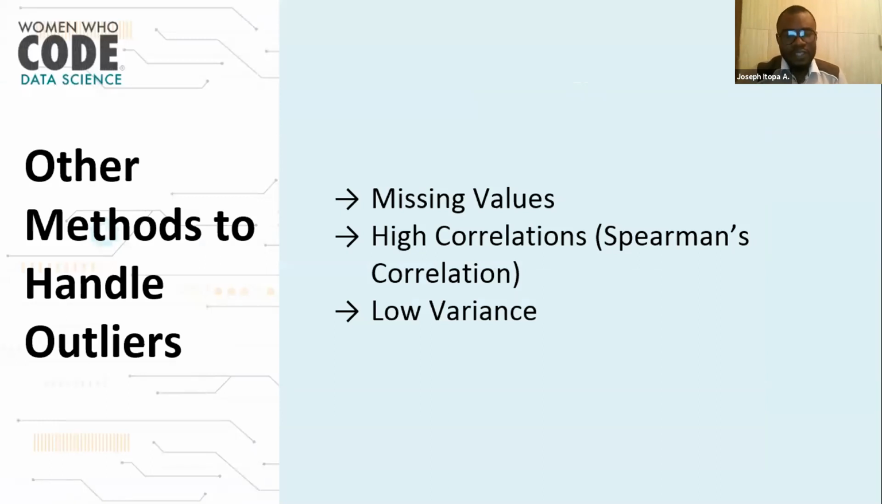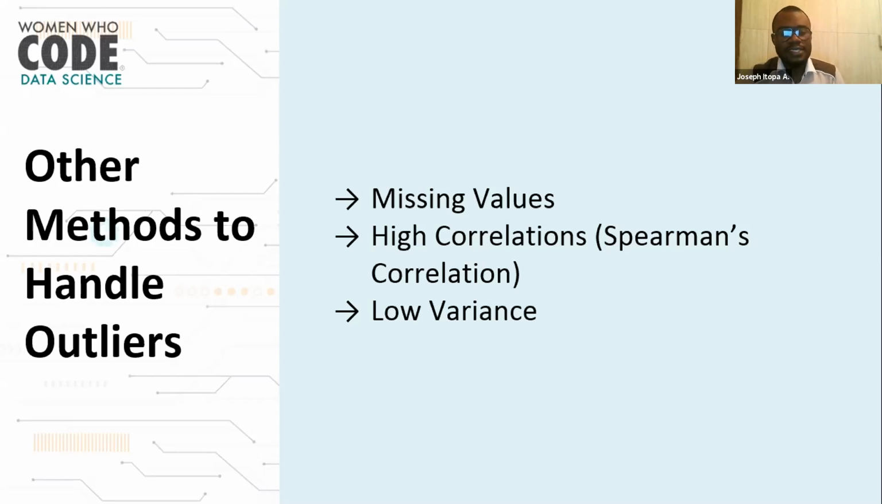So the other method of handling outliers is the removal of missing values. That is what we do when we start newly. We don't want stress. We don't know what is happening. We just don't want problems with our model. We just want the model to perform fine. So the best thing we could do is just, okay, we have missing values. Please remove them, remove them.